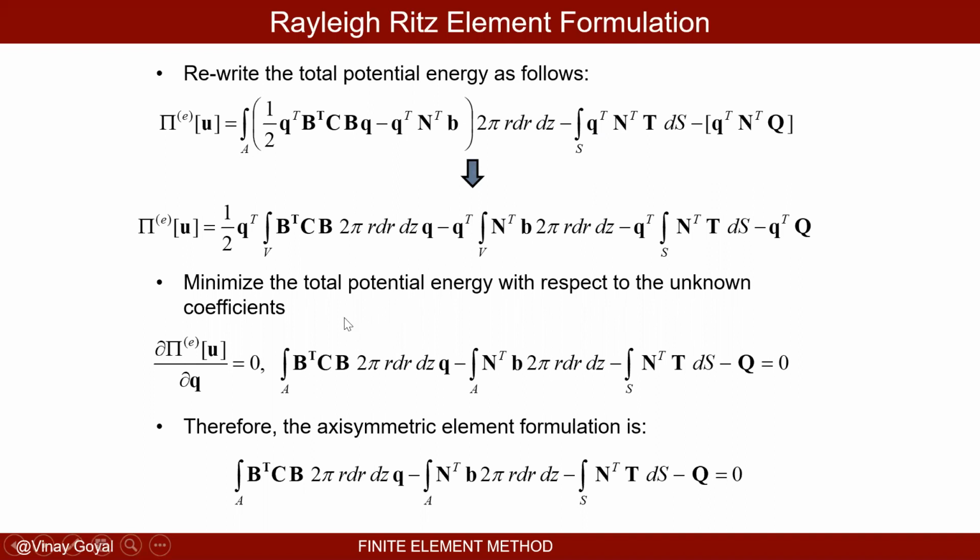I can now minimize the total potential energy as discussed before. So partial pi respect to Q bold, and that's equal to 0. And so then this 1/2 Q bold transpose goes away. And so it ends up like that. So therefore, the axisymmetric element formulation just happens to be this right here, very simple.